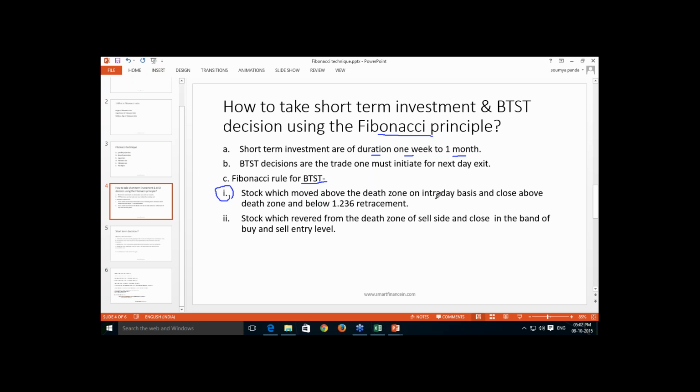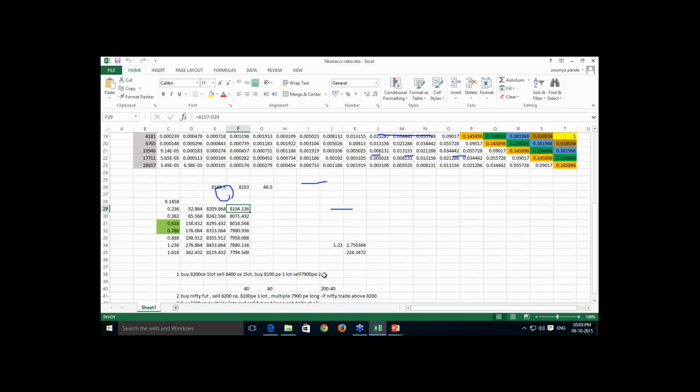Stock which moves above the death zone on an intraday basis and closes above the death zone and below the 1.236 retracement, that is very important. Second, stock which reverses from the death zone of the sell side and closes in the band of the buy and sell entry level, that is also very important. If you encounter these two aspects in a particular stock, then you enter a BTST. Let me go through some examples.